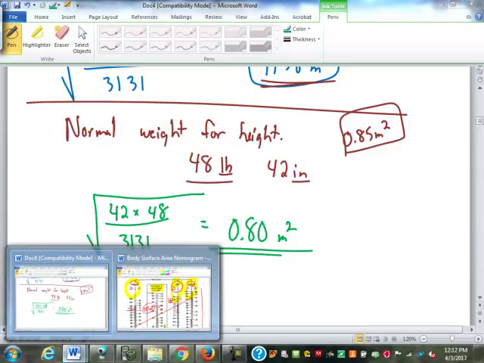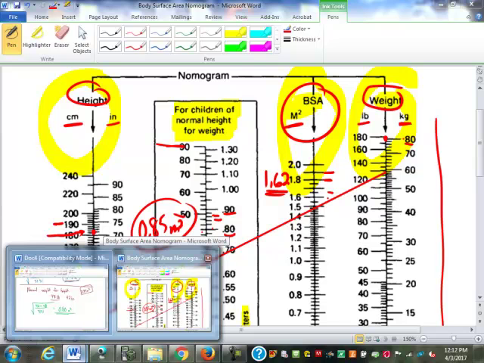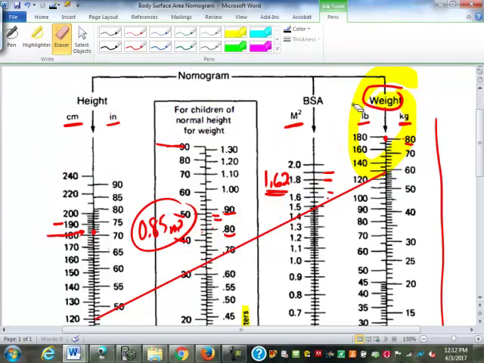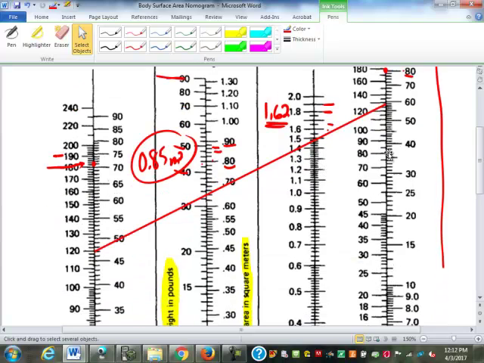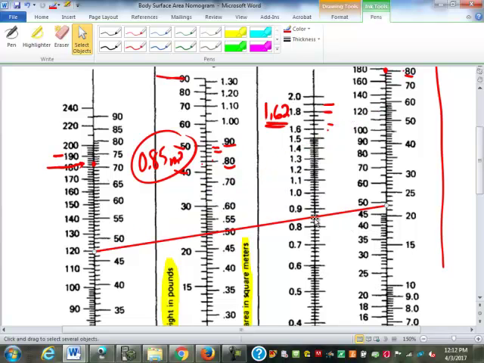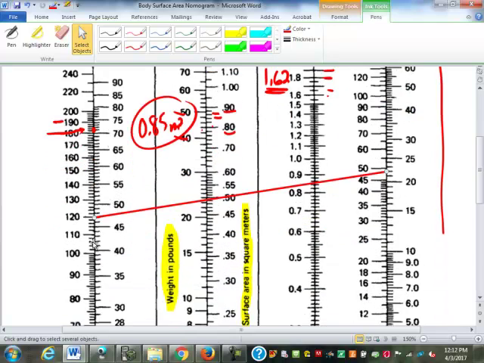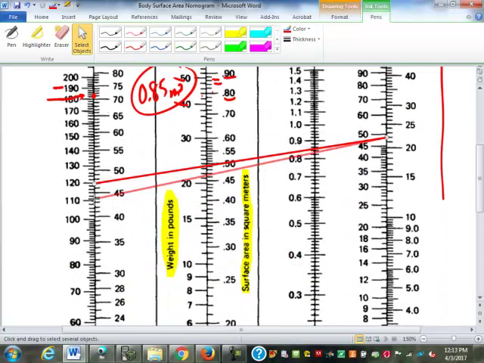Let's actually look it up on the regular nomogram here. So 48 pounds and 42 inches. Over here on the right side, 48 pounds. It's going to be all the way down here. So just under the 50, somewhere in there is going to be 48. Probably about like that. That's between 45 and 50. And we said 42 inches. So inches, right there's 42. And that is saying 0.82 about.